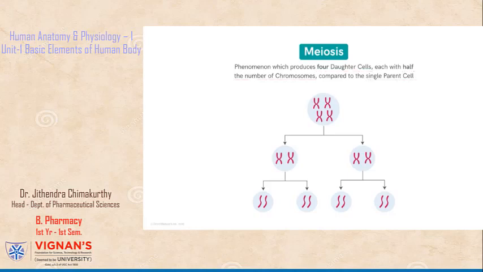You heard me right. The process gives us 4 new cells, unlike in mitosis that produces only 2 new cells. And what could be the reason for this? Why do we need 4 daughter cells, and that too with half the number of chromosomes? Just think about it.